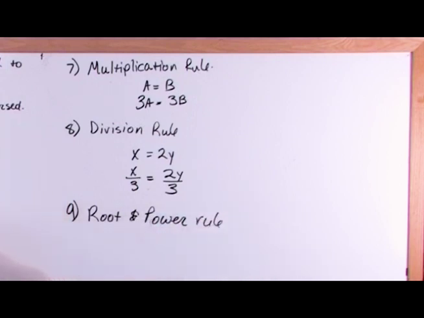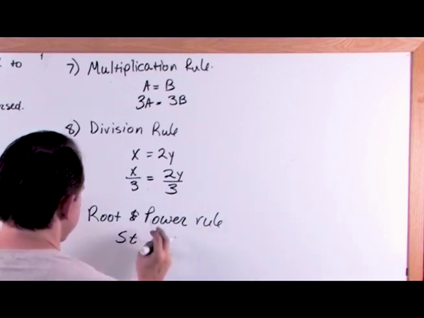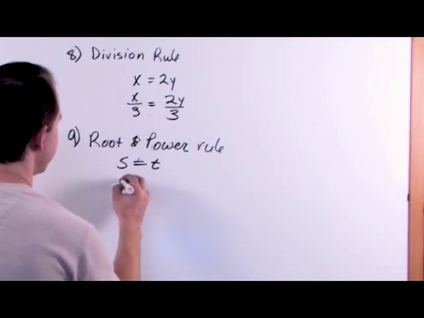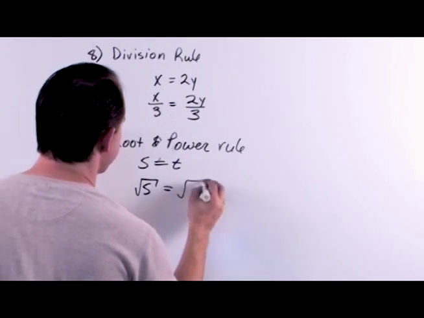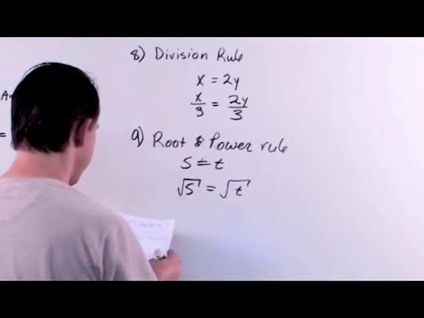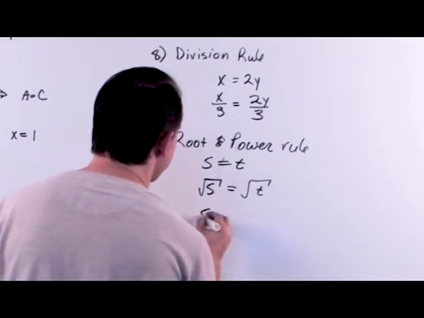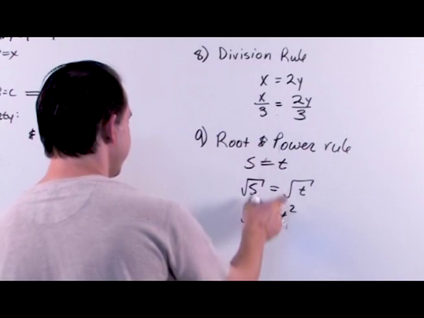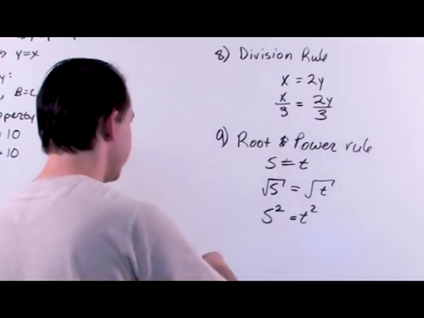Okay, and what that means for the root and the power rule: let's just say I have an equation s is equal to t. What it says is I can take the square root of both sides. So I could take the square root of s, and I could take the square root of t, and this equality is still true. And I could also raise both sides to some power. So I could raise this side to a power of 2 and this side to a power of 2, or I could raise it to a power of 3 or a power of 4 or whatever.